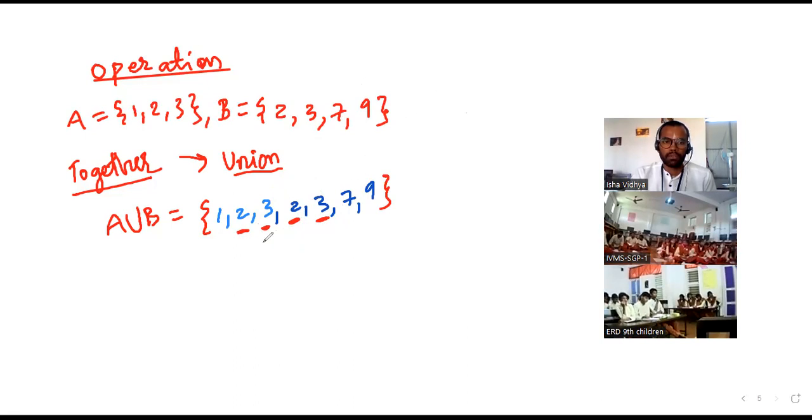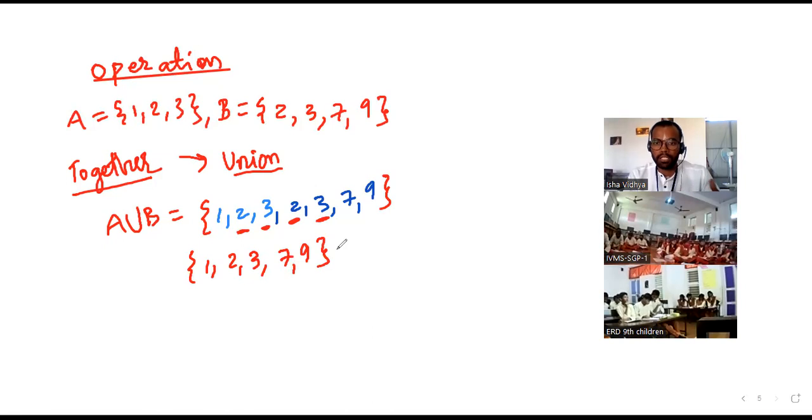Okay. So what we have to do is write them only one time. So the final answer should be somewhat like this: 1 comma 2 comma 3 comma 7 comma 9. But we make sure that everybody is in the union. Like 1, 2, 3 are there and 7, 9 are there. Clear? So this is known as a union.